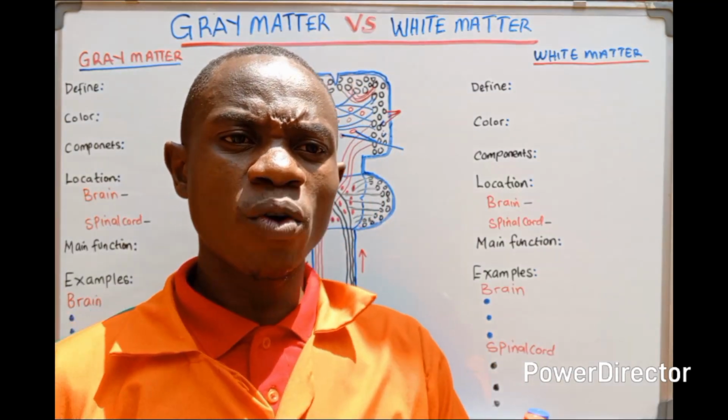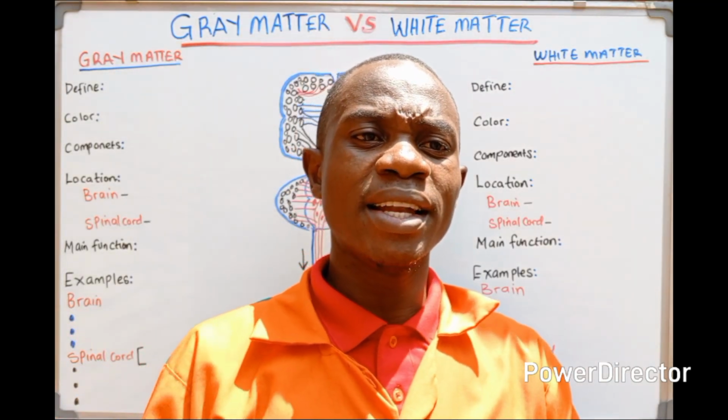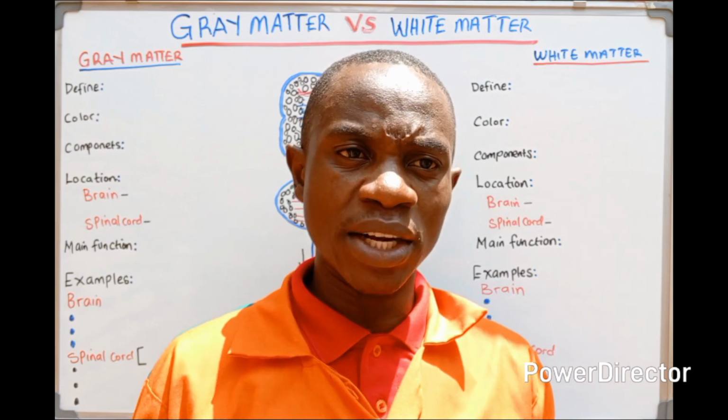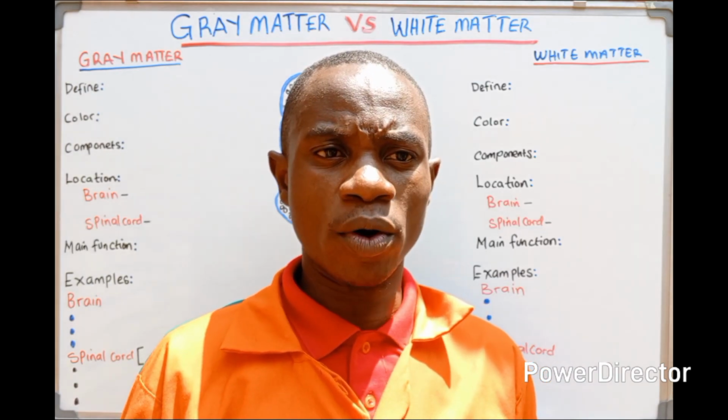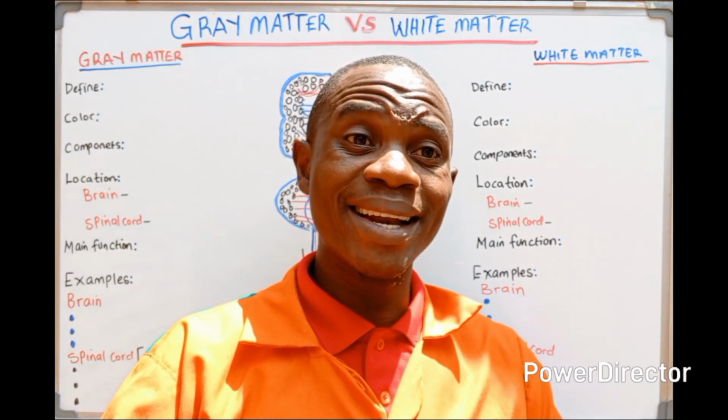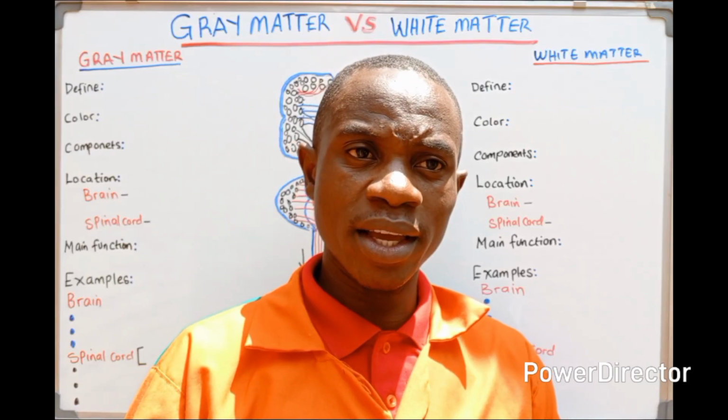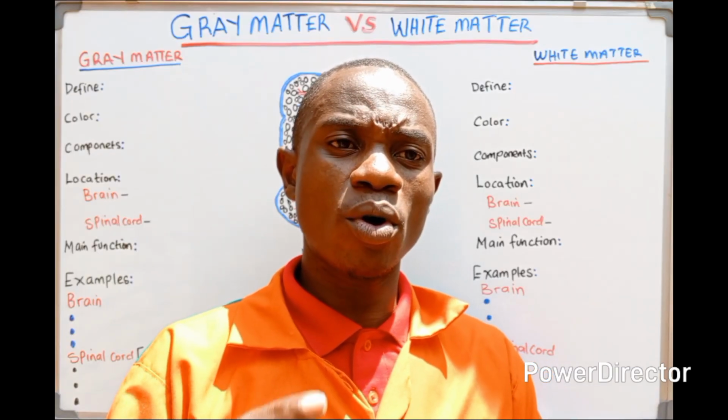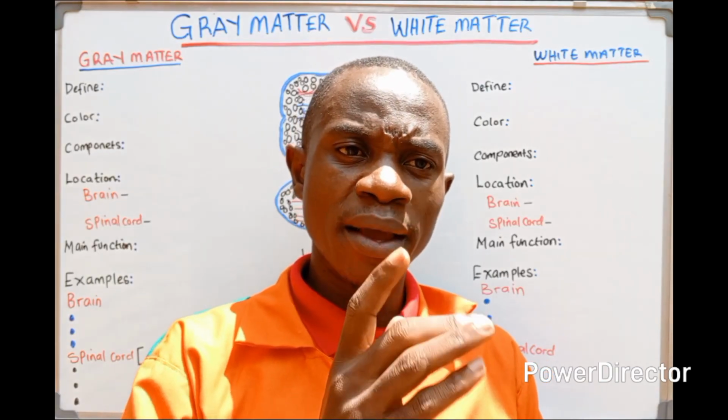And then when we talk of the white matter, these are going to be the axon bundles which are myelinated. Those bundles which are myelinated, they appear white. Meaning that the white matter is going to be all those bundles which are myelinated.